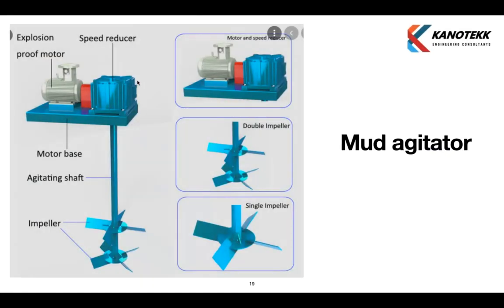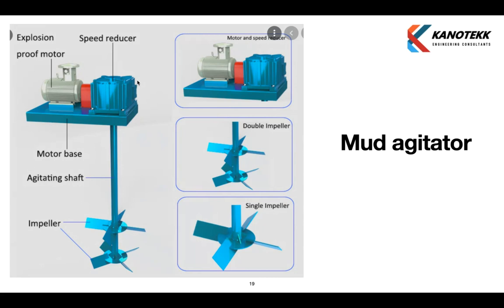Okay, we described the mud agitator. What we are seeing now on the screen is the mud agitator. It has impellers on the bottom, single or double. Generally, we see single. Some rigs will have double type impellers. It has a motor, which we saw. The motor part is above the pit room, and the shaft and impeller are inside the mud pit.